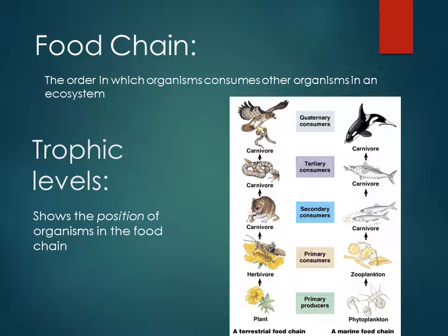However, trophic levels show the position of an organism in a food chain. You see here the plant is considered the primary producer. And then you have a grasshopper, which is the first one to eat the primary producer, so it's considered the primary consumer. It consumes the producer. And then you have the mouse and so on and so forth. So we're going to take a look at how energy is transferred through these different trophic systems.